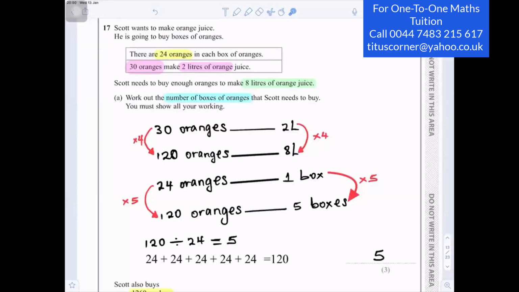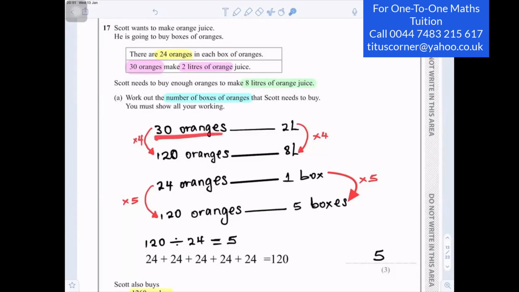Question number 17. Scott wants to make orange juice. He's going to buy boxes of oranges. There are 24 oranges in each box of oranges. 30 oranges make 2 liters of orange juice. Scott needs to buy enough oranges to make 8 liters of orange juice. Work out the number of boxes of oranges that Scott needs to buy. You must show all your working.